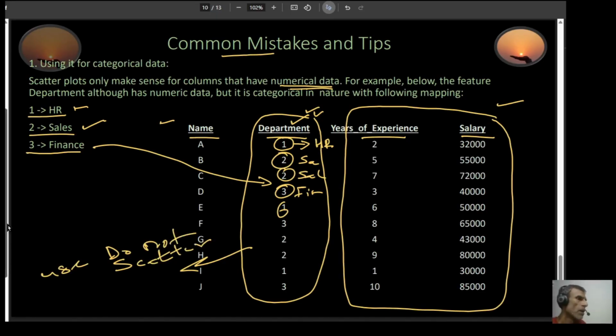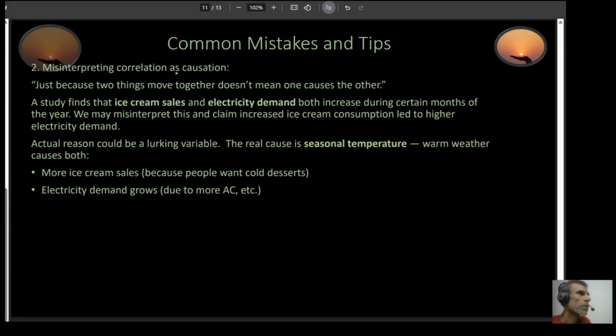Now, another one. Sometimes you can misinterpret correlation as causation. Sometimes it can be a little bit misleading. Let's look at an example. Just to give you an idea, just because two things move together, that does not necessarily mean that one causes the other.